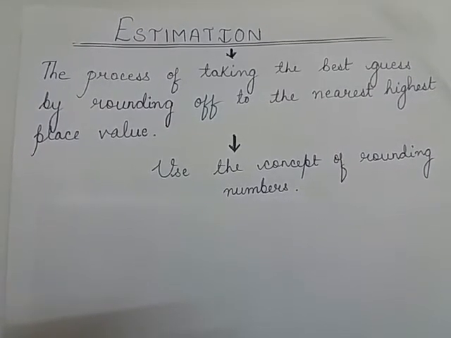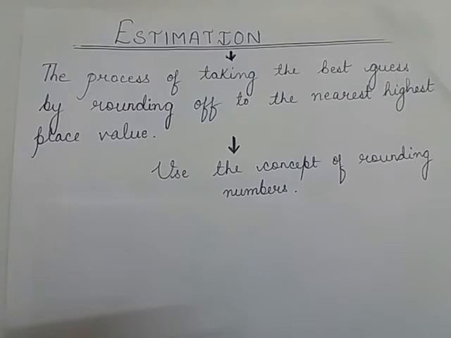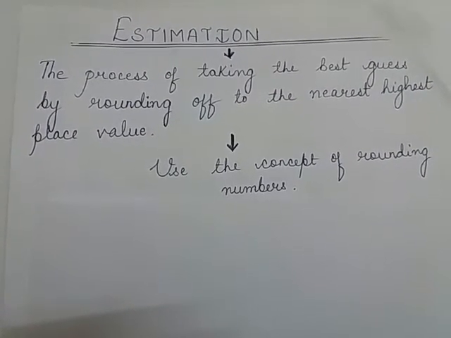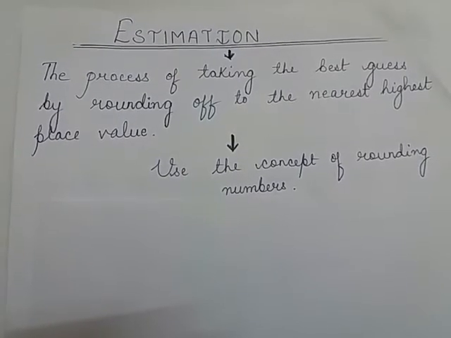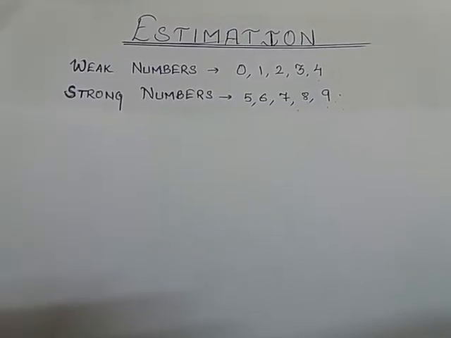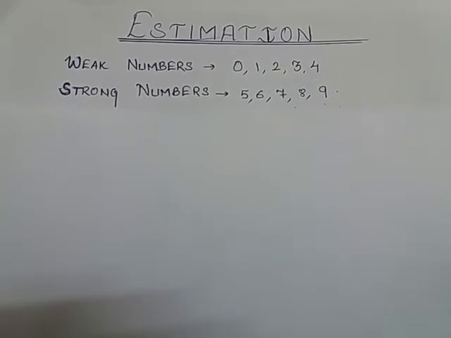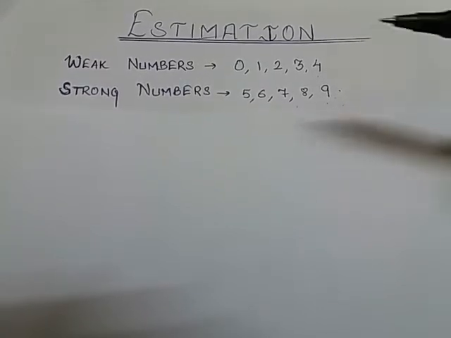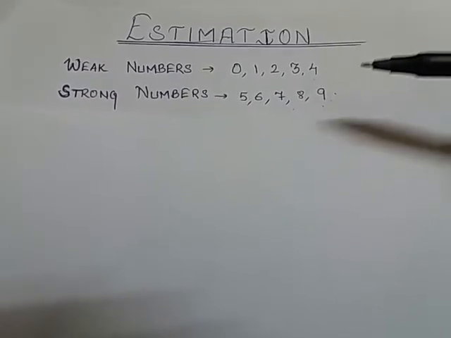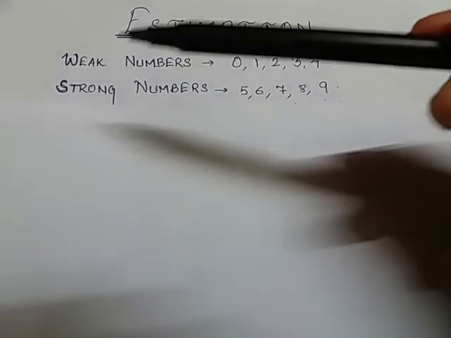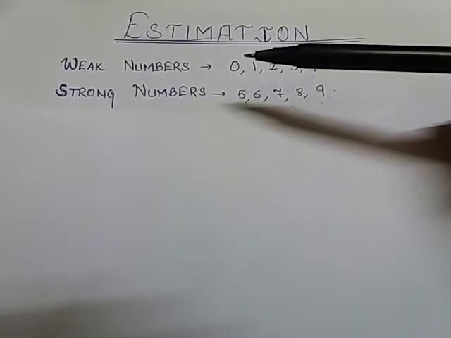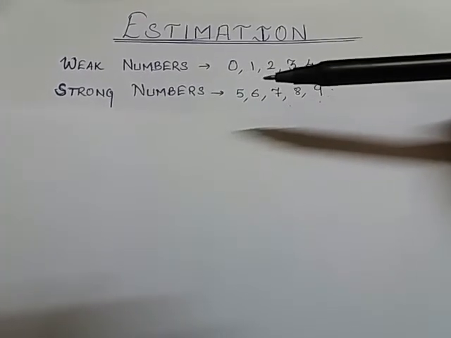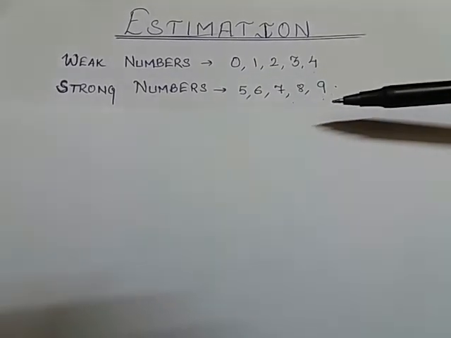Now since we use the concept of rounding numbers, before proceeding with the topic further, we will in brief try to understand what and how we round numbers. Now children, in case of rounding numbers, for our own convenience, we have made these two groups. We know there is one simple rule: there are two groups, weaker number group, which includes numbers such as 0, 1, 2, 3, 4, and strong numbers group, which includes numbers such as 5, 6, 7, 8 and 9.